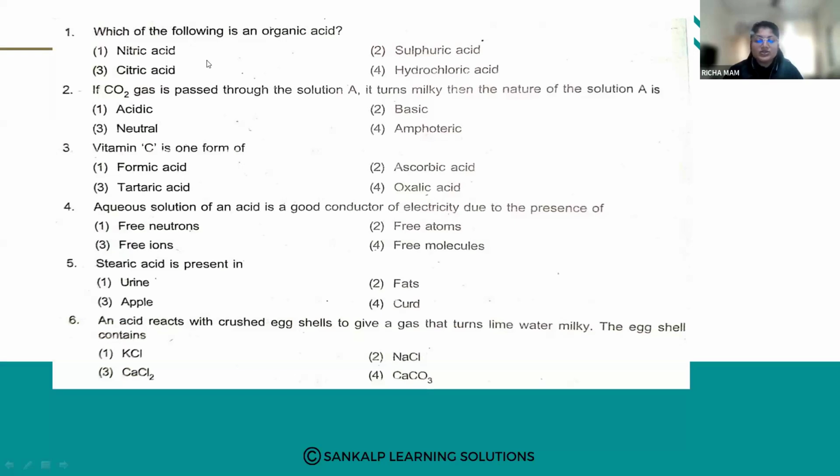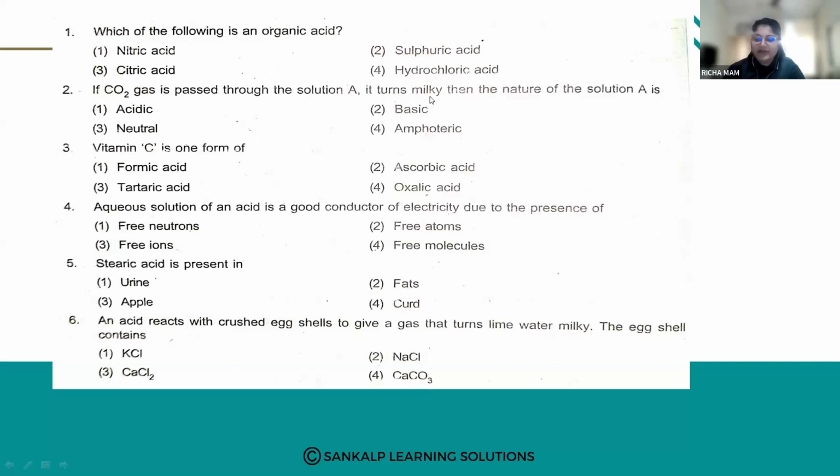So this is the first question which we are going to discuss. Which of the following is an organic acid? Which of the following is an organic acid? First one, nitric acid. Second one, sulfuric acid. Third one, citric acid. And fourth one is hydrochloric acid.